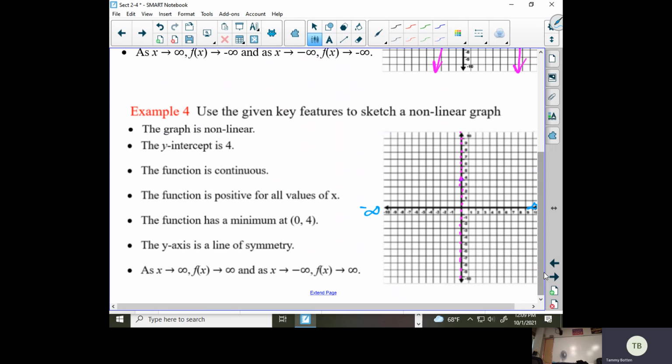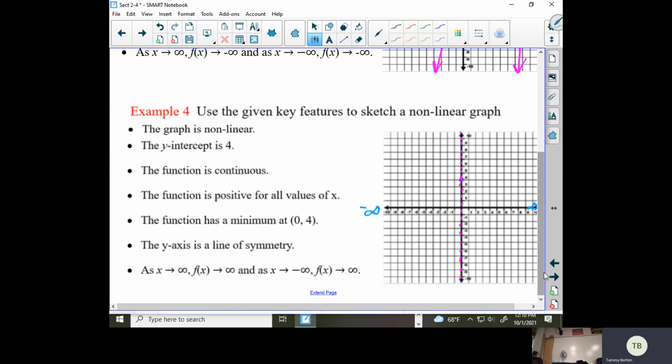So your graph on this one, you don't really know how wide it's going to be. The only thing that you know is that it's going up, and it could either go up as a U or as a V. Okay, both of those ways work. So you just kind of choose which one you want.